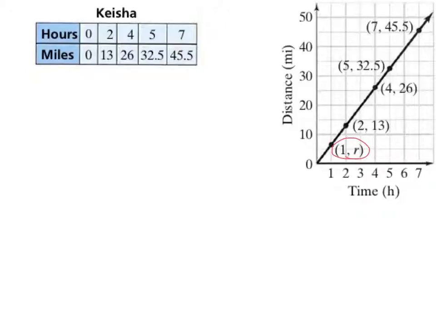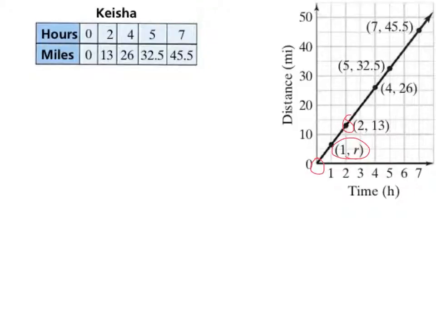The line passes through (0, 0) and (2, 13). So it must also pass through (1, 6.5), since r equals 6.5. The unit rate is 6.5 miles per hour. Keisha's speed is 6.5 miles per hour.